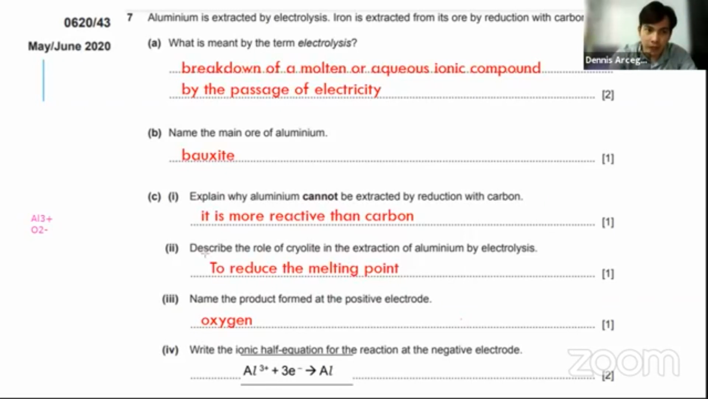Now, for you to balance it, for you to make it stable, you need 3 electrons to make it balanced. 3+, it means it needs 3 electrons to be balanced. So 3+, 3 electrons, then it will produce Al. If the confusing part here is which one will be attracted to which, you have to look at the chart. Positive will be attracted to negative. Negative will be attracted to positive.